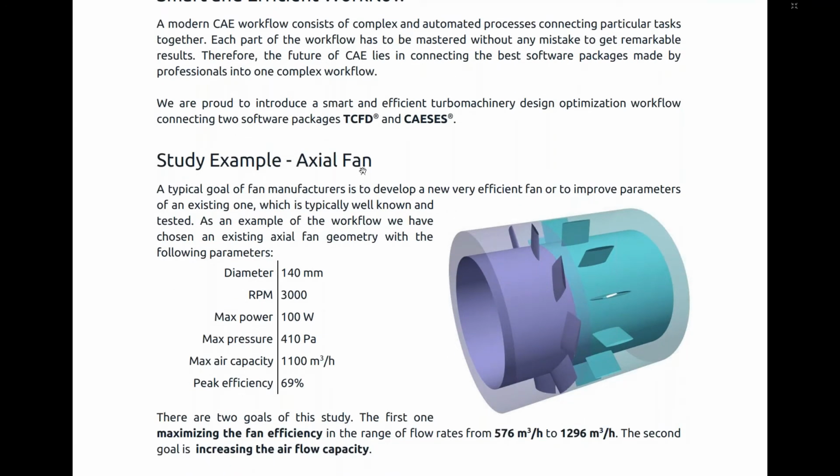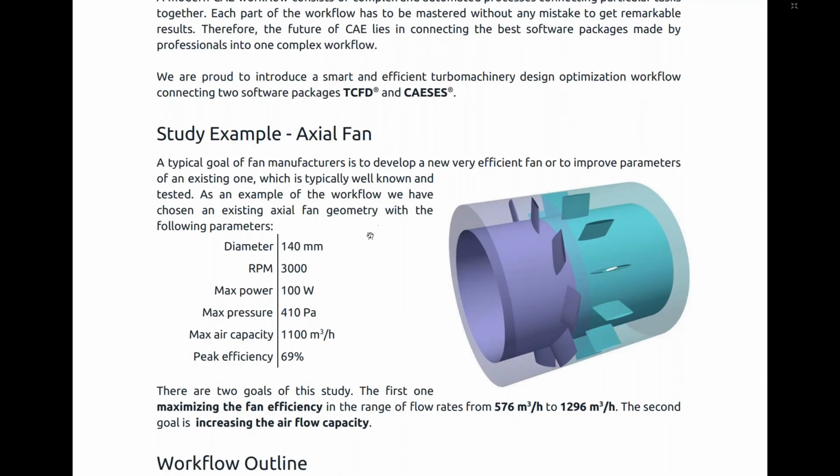It is the axial fan geometry, the type of a duct axial fan. So for ventilation in piping, let's say, it is referred to as an inline duct fan designed for low pressure ventilation. So we took this geometry with the basic parameters such as the external diameter of the wheel, of course the revolutions, the maximum power, maximum pressure, maximum air capacity, and the peak efficiency for the best efficiency point.